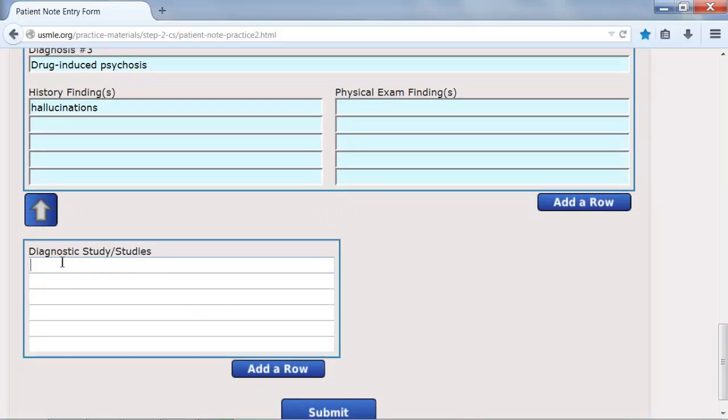There are not many diagnostic studies for such cases, and usually those are urine drug screen, TSH and T4, and CBC, electrolytes.